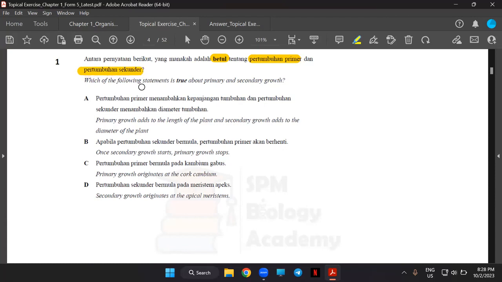Betul mengenai kedua-dua pertumbuhan ini. Kelas, hold on for a while. Wait, I'm searching something here. Tunggu saya. Okay. Baik.